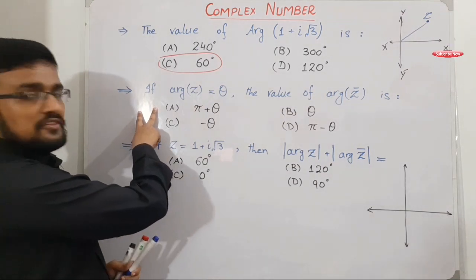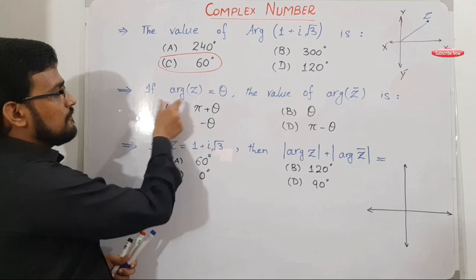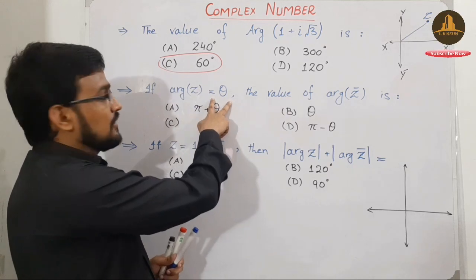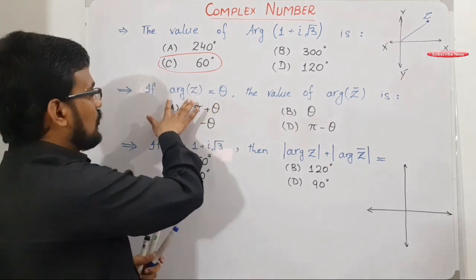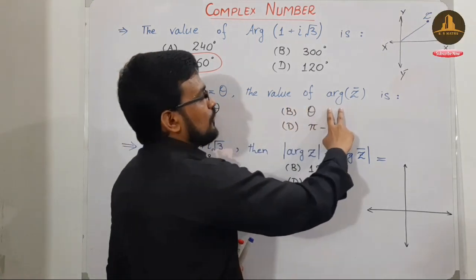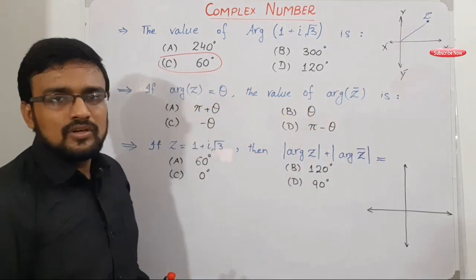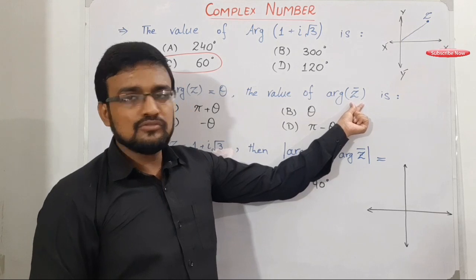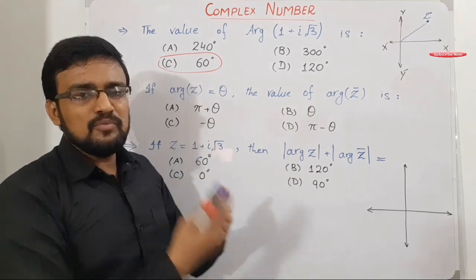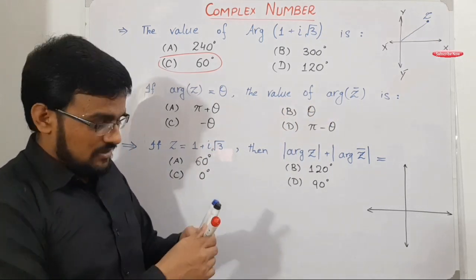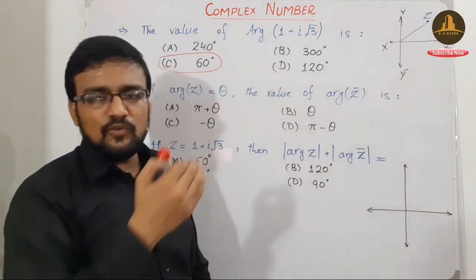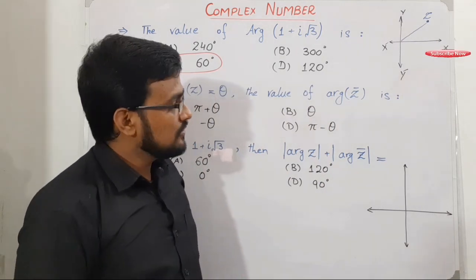But here the next: if the argument of z, any complex number, is any angle theta, what is the value of the argument of z bar, the conjugate? So students, what is the conjugate? Conjugate is obtained by changing the sign of the imaginary part. Imaginary part means only the y-axis, shift the y-axis positive to negative, negative to positive.